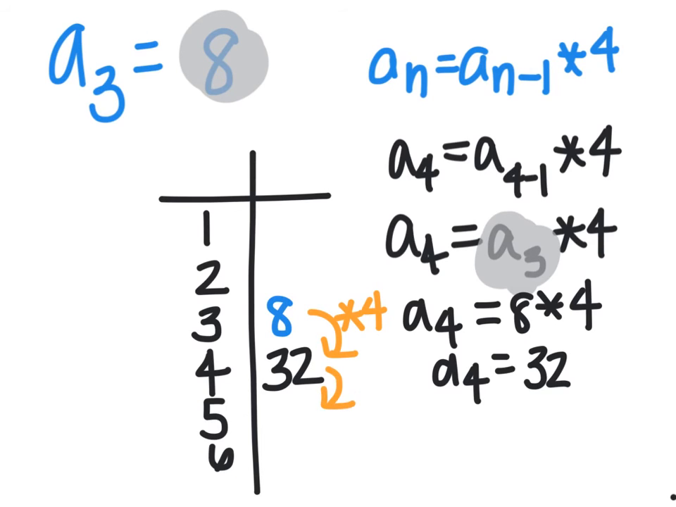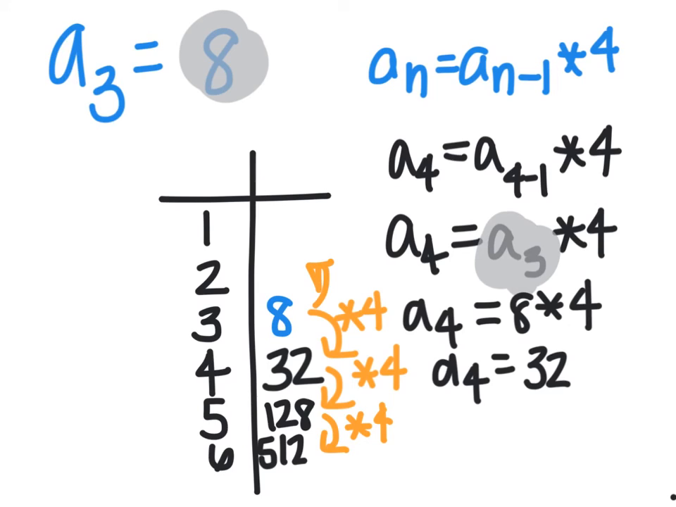So that's what I'm going to do to find the fifth term: 32 times 4. Well, 32 times 4 is going to give me 128. And then to find the sixth term, again, I'm just going to multiply by 4. And 128 times 4 is 512. So then if I need to go find the second and the first term, I've got to go backwards.